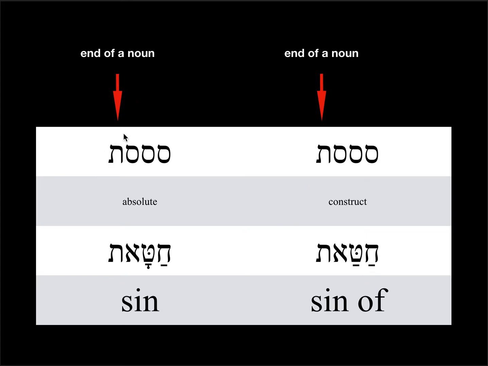How do we shorten something short? It's still the same. Short cannot be shortened, and therefore hatat is hatat. No change whatsoever. Sin becomes sin of. Again, we add the of. I'll talk about it in a couple more slides here.